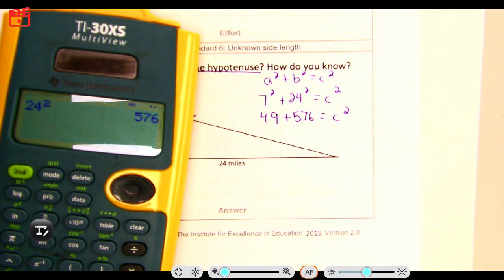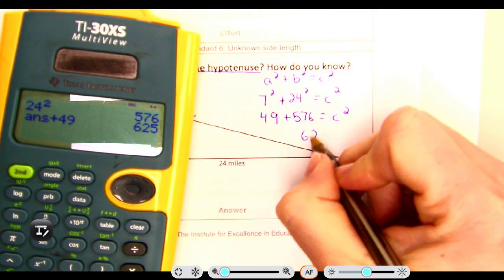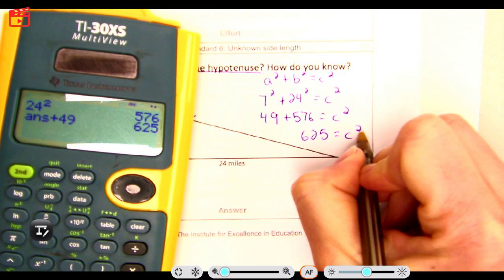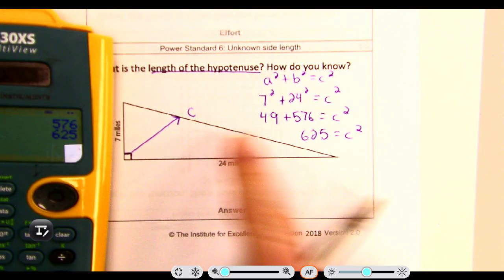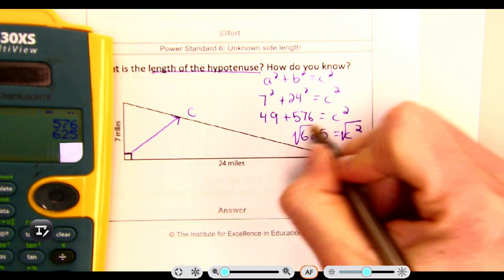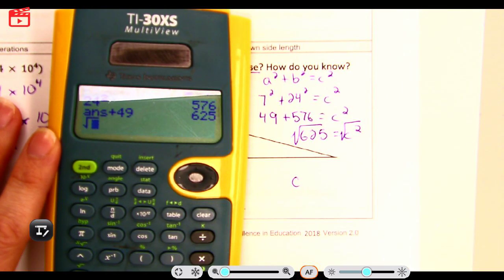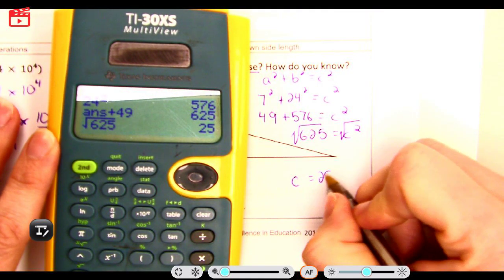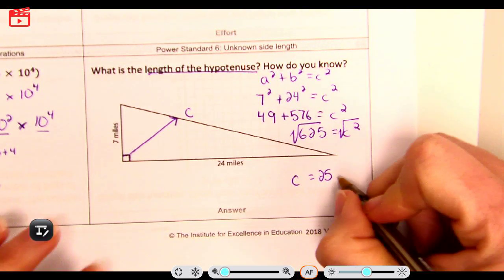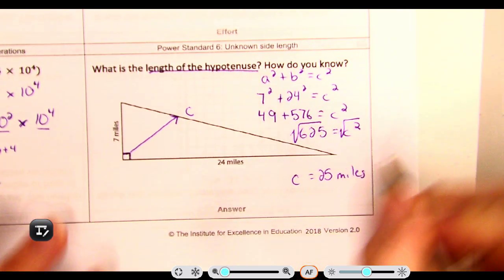Then if I add 49 plus 576, that ends up being 625. And that's what c squared is. It's not what c is. That's not the length. So remember, what we do is we take the square root. And if I take the square root of 625, it works out to be 25. So the length of the hypotenuse is 25 miles.